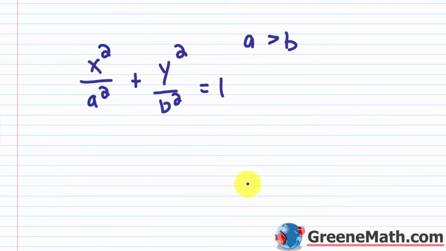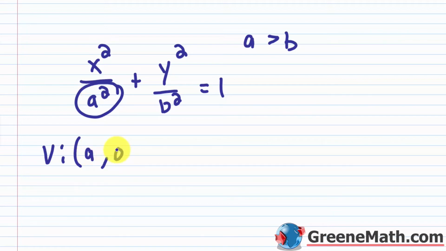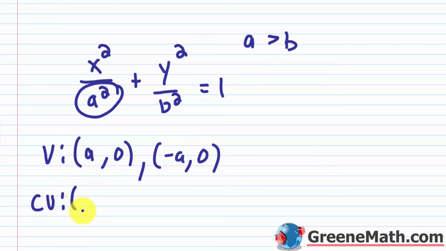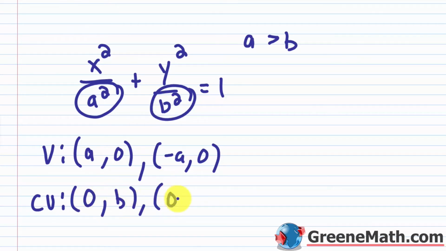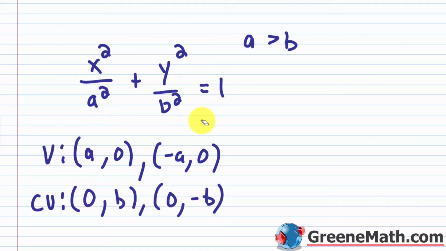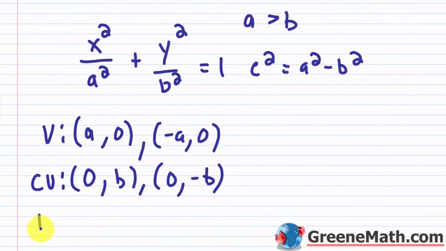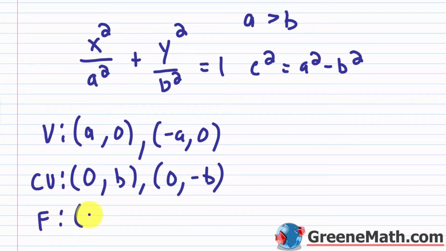So in this particular case, your vertices are given as what? All I have to do is take the principal and negative square root of that. So I would say (a, 0) and then (negative a, 0), and I'm good to go. The covertices, all I have to do is take the principal and negative square root of that. So (0, b) and then (0, negative b). And then the foci, remember it's c squared equals a squared minus b squared. Once you find that value of c, you're going to say you have (c, 0) and then (negative c, 0), okay? So you can plug in and figure that out.